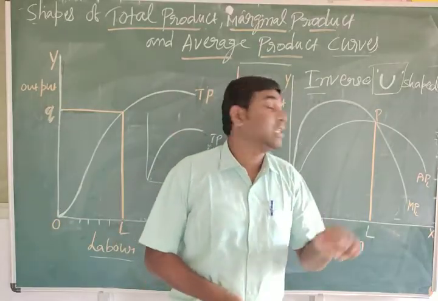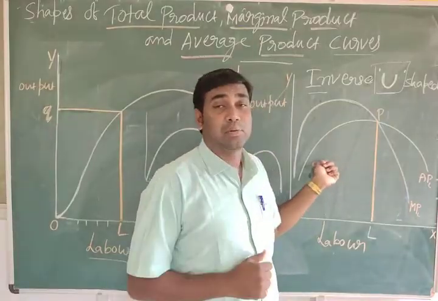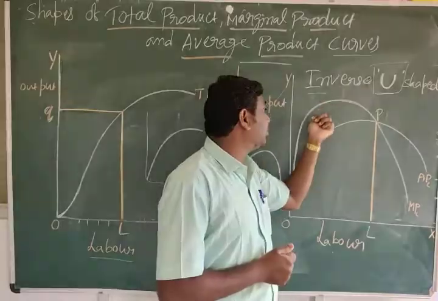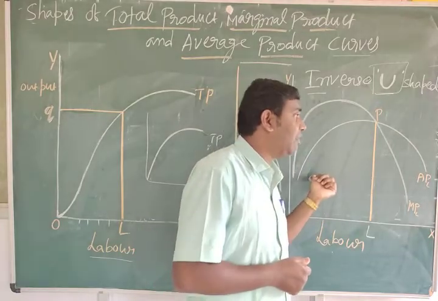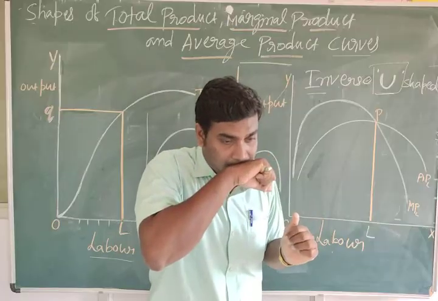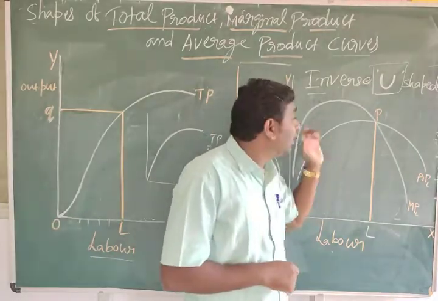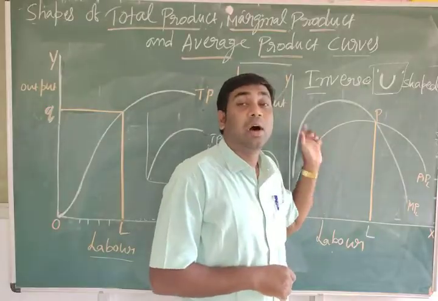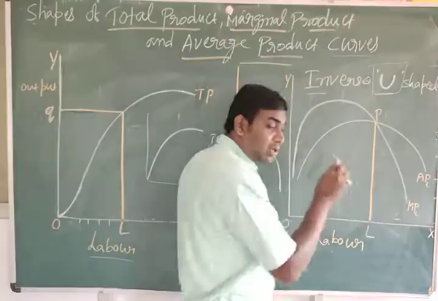When the marginal product is increasing, average product is also increasing. You can observe clearly in the table. Otherwise, when the average product is increasing, marginal product is also increasing. But average product is always less than the marginal product.